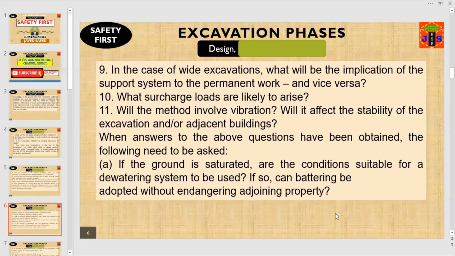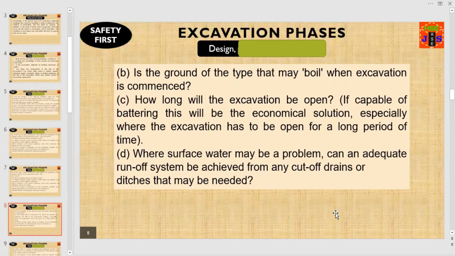Dear friends and fellows, when answers to these questions have been obtained, you need to ask if the ground is saturated, are the conditions suitable for a dewatering system to be used? Can battering be adopted without endangering adjoining property? Is the ground of the type that may boil when excavation is commenced? How long will the excavation be open? Where surface water may be a problem, can an adequate runoff system be achieved by any cut-off drains or ditches that may be needed?